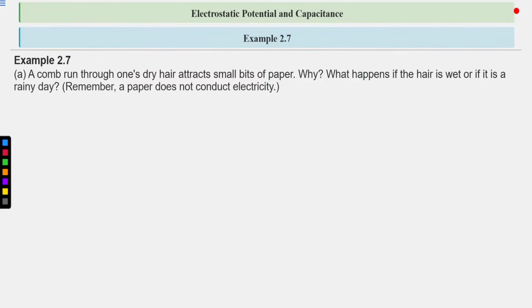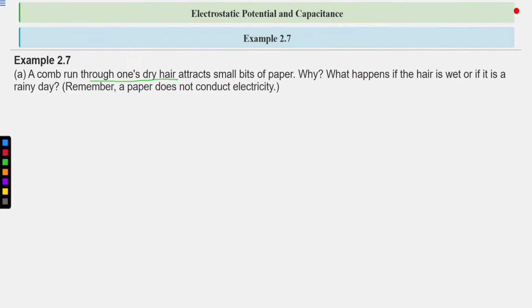Okay, there is example 2.7. A comb run through one's dry hair attracts small bits of paper. Why? What happens if the hair is wet or if it is a rainy day? Remember, paper does not conduct electricity. So a comb run through one's dry hair. This is something you used to call magic in childhood. That we run the comb or scale in the dry hair and then it attracts small bits of paper. Then we call it magic.